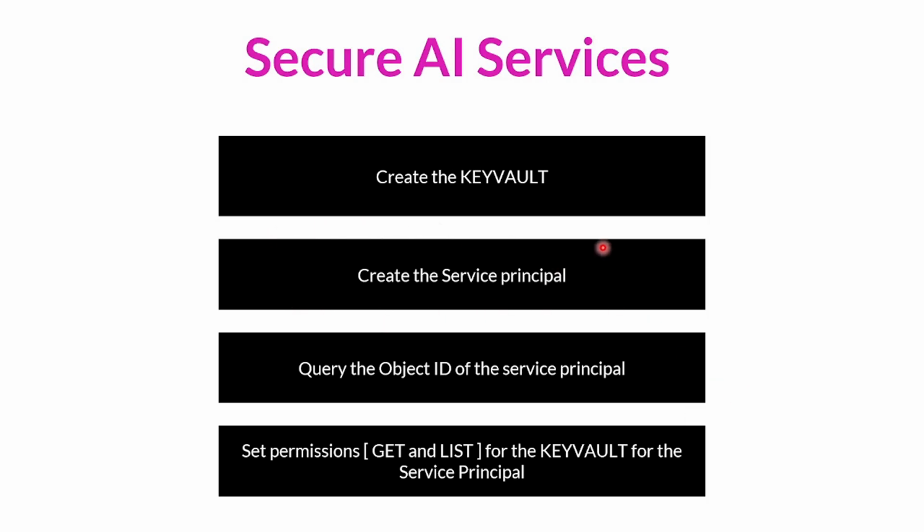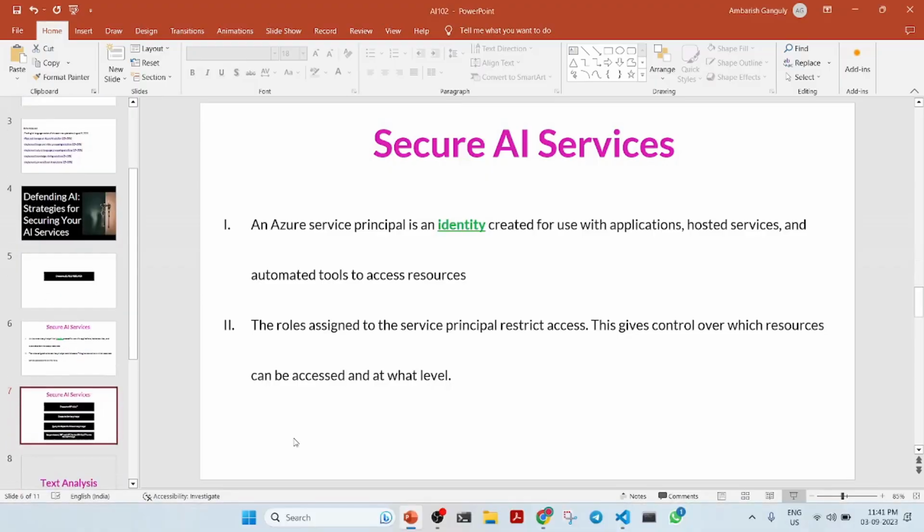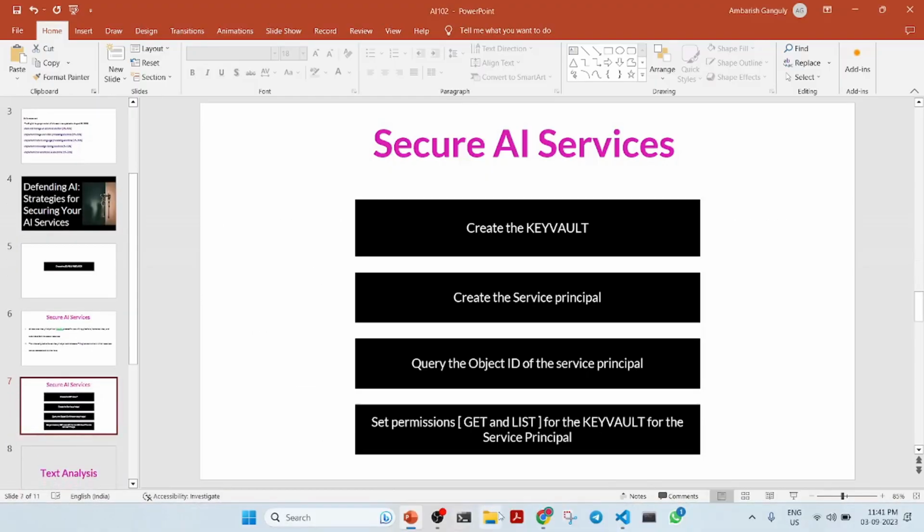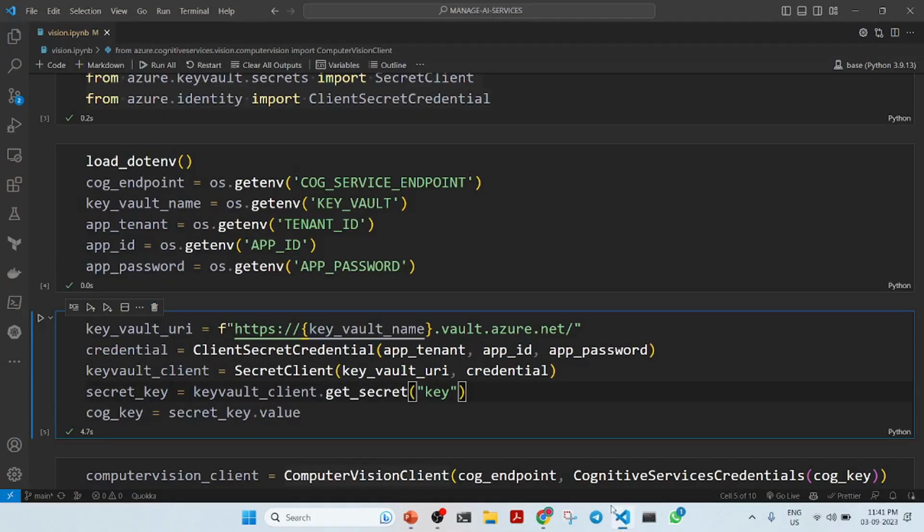We'll create the service principal, we'll query the object ID of the service principal, and set the permissions get and list for the key vault for the service principal. So instead of going through this PPT, let's see it in action.